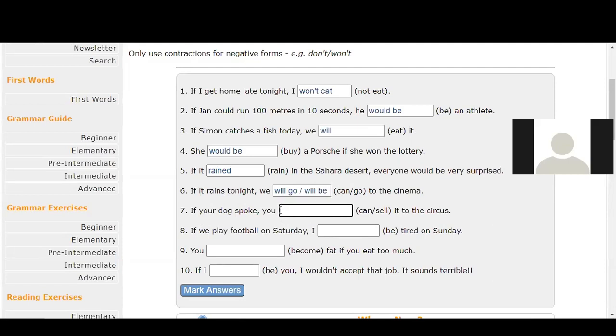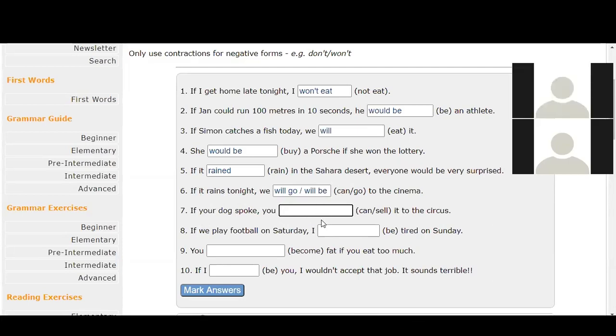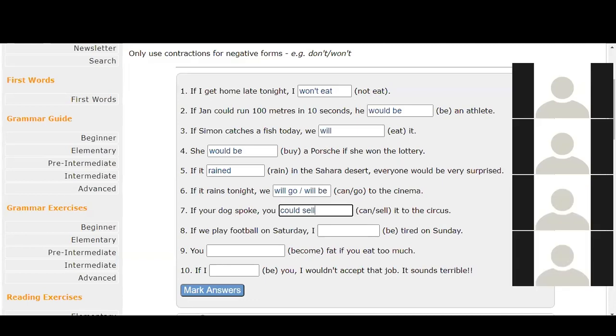Number 7, Vít. If your dog could speak, you could sell it. Sell. Exactly, right? Your dog cannot speak. That's again imaginary, right? But if he could speak, then you could sell it and make some fortune out of this. Well done.